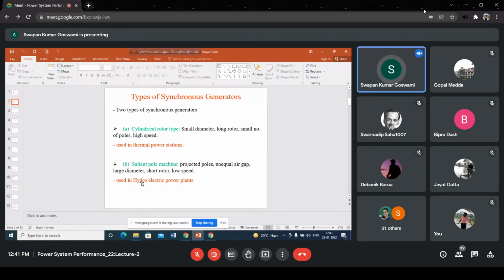But later on, when we complete the discussion on the cylindrical rotor machine, we shall be introducing the salient pole type also. We shall show how the analysis of the salient pole machine differs from the analysis of the cylindrical rotor type machine. That also we shall be discussing. So to start with, we shall assume our generator to be cylindrical rotor type.